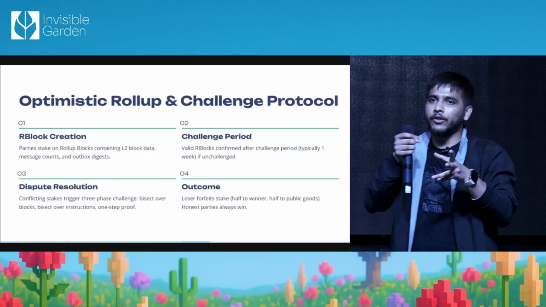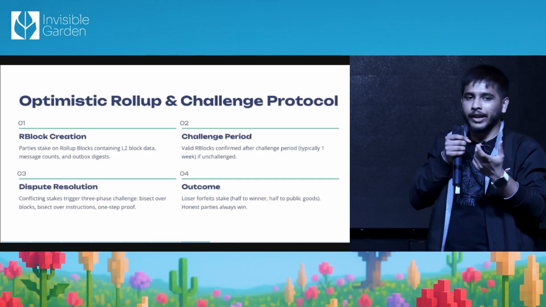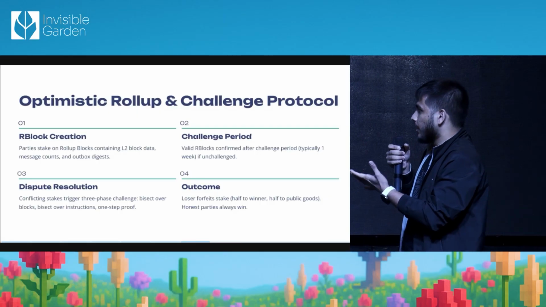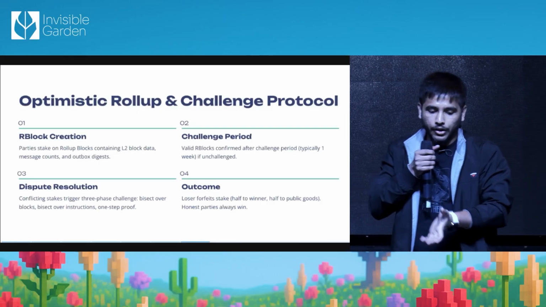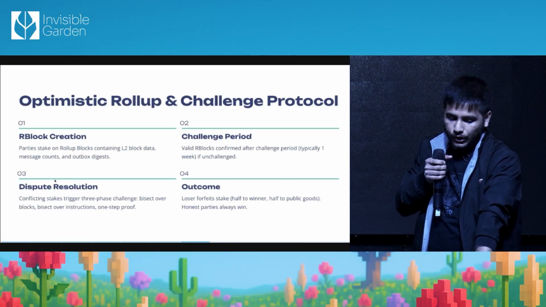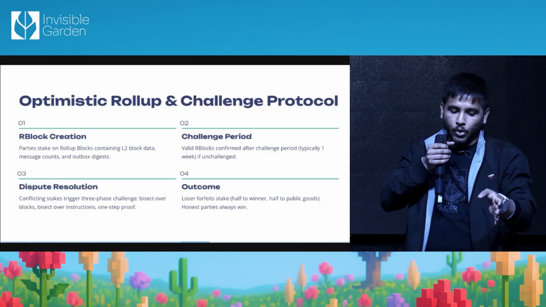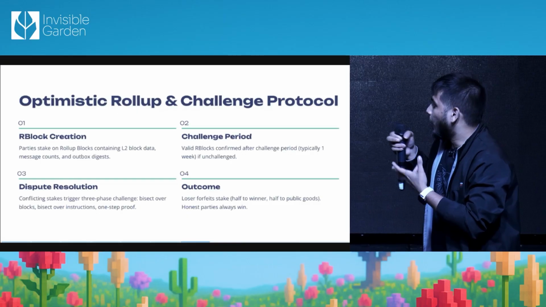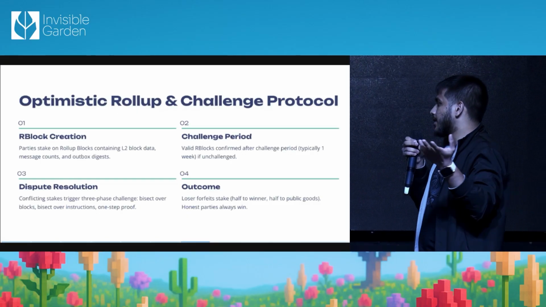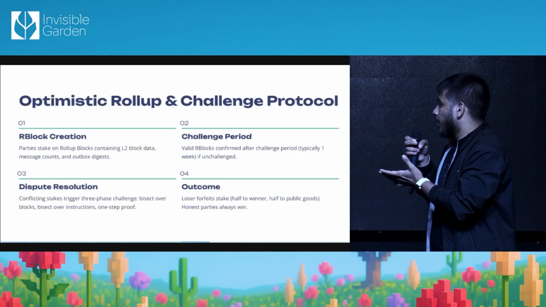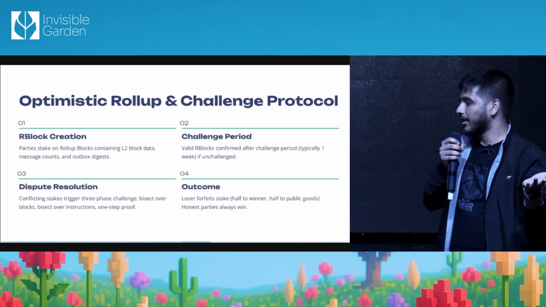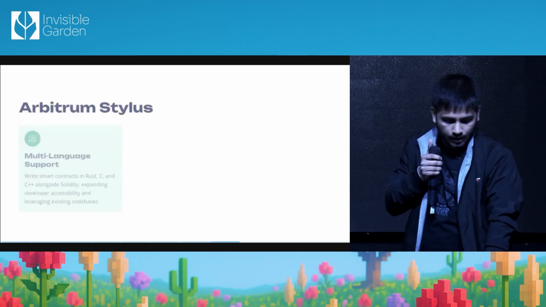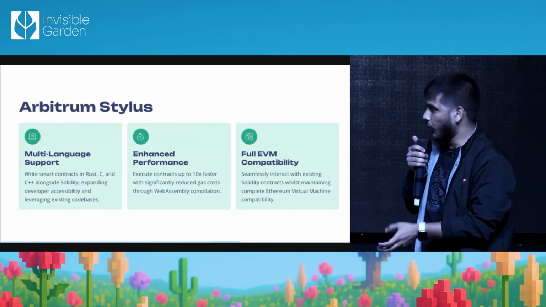If anyone finds a dispute, any inconsistency, they raise a challenge, and it goes on for the week. Then the dispute resolution happens. We go over blocks, then over instructions, then the one-step proof, and the outcome is that if someone is cheating, half goes to the winner, whoever raised the dispute, and half to public goods. So now we move on to Stylus.